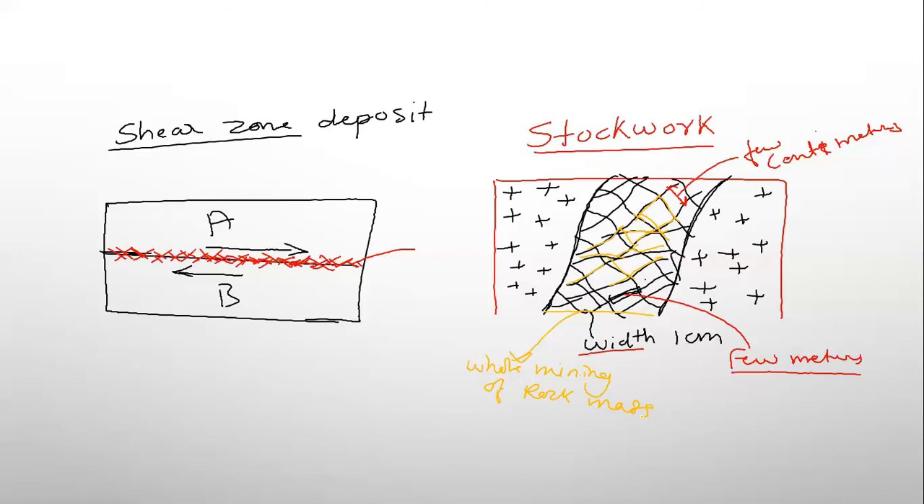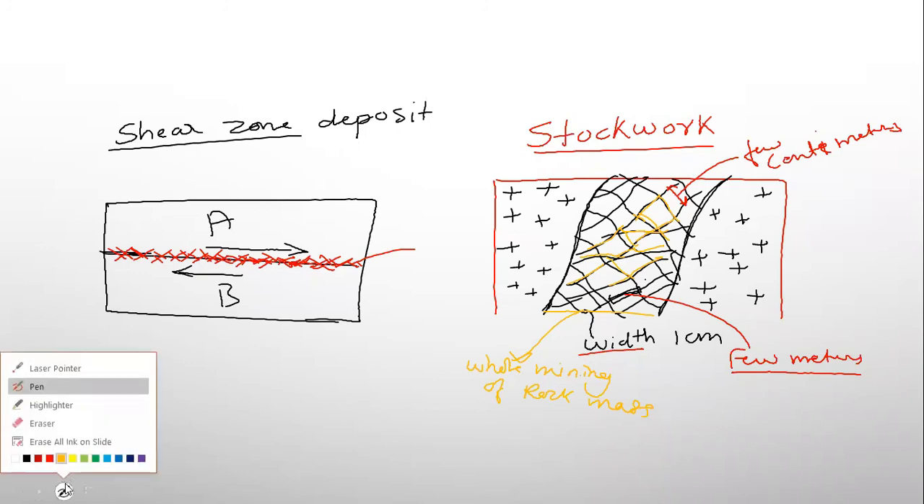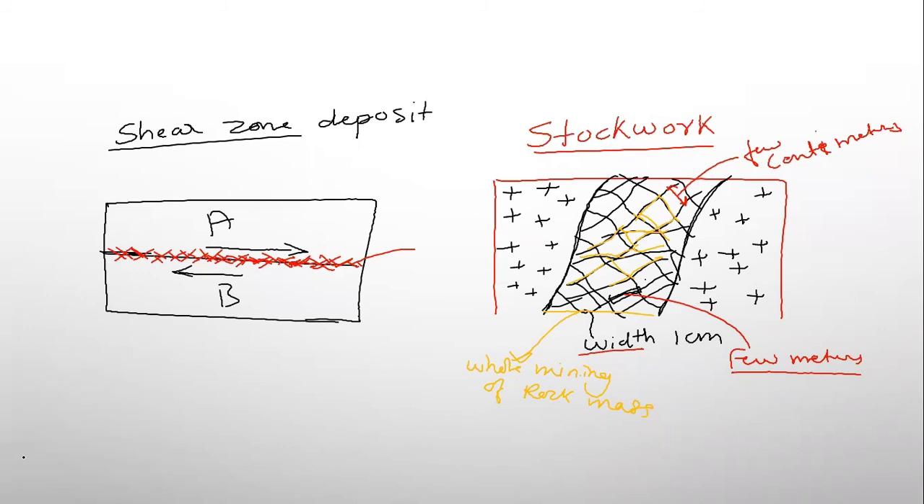And these are found where cracked igneous intrusion is there. Cracked means fractured igneous intrusion. Stockwork will form in that particular region. So I hope you understood shear zone deposits and stockwork. So next one is saddle reef. I'll explain saddle reef.